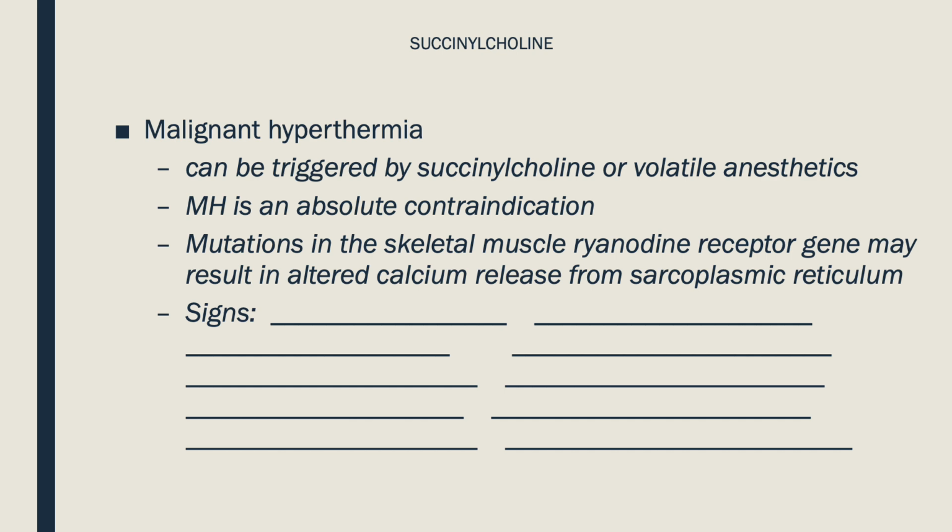Mutations in that RYR1 receptor can result in altered calcium release from the sarcoplasmic reticulum, causing cells to lyse, potassium to break out, and increased CO2 production. This can lead to convulsions, acidosis, tachycardia, and then the hyperthermia is a late sign. Okay? Avoid it, avoid it, avoid it.